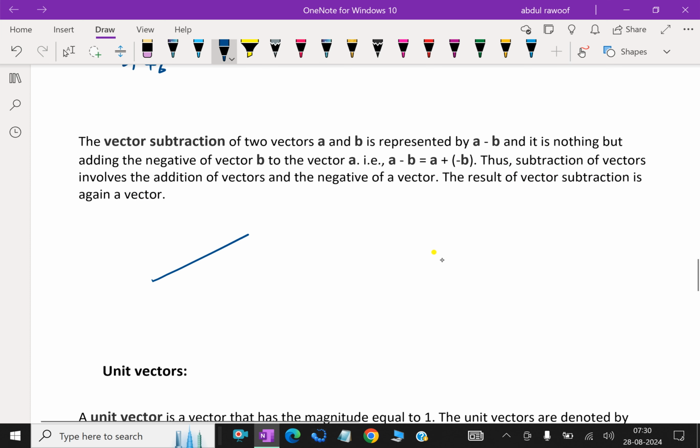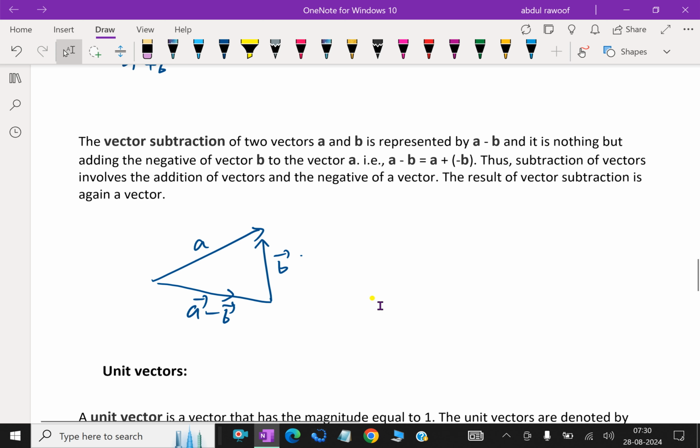Suppose here this is vector A, this is vector B, then we can say this is vector A minus vector B. Look here, this vector A is in this direction and this is in the opposite direction.